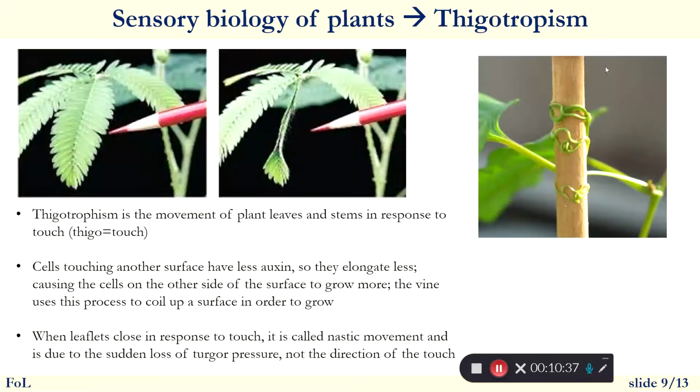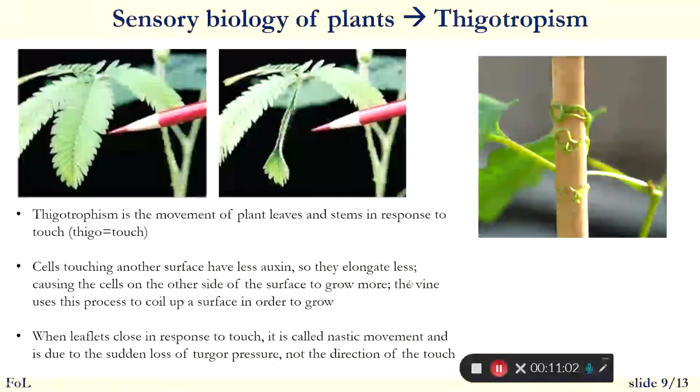Okay, so then we have what's called thigmotropism. And we'll start by talking about what happens when a vine crawls up a leaf. Again, we have auxin playing an important role. And thigmotropism just means touch. So this is plants growing in response to touch.